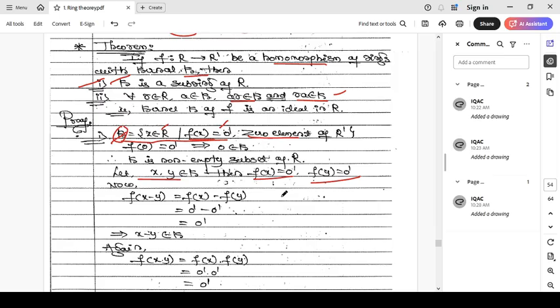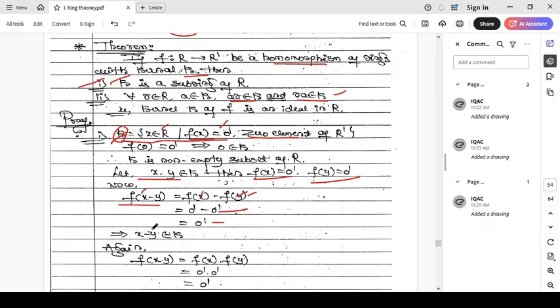So our ultimate goal is to show the first condition, that f of x minus y is equal to f of x minus f of y, right? If I consider f of x minus y, how can I rewrite it according to the conditions of homomorphism? f of x minus f of y I can write down. Already we have the f of x value and f of y value, so putting those in, definitely we will get 0 dash.